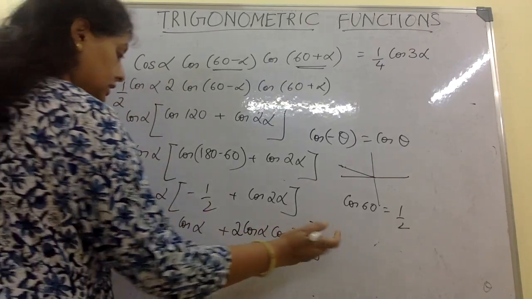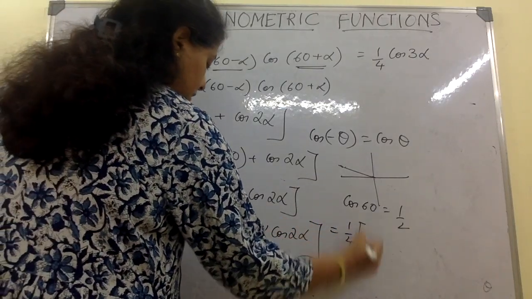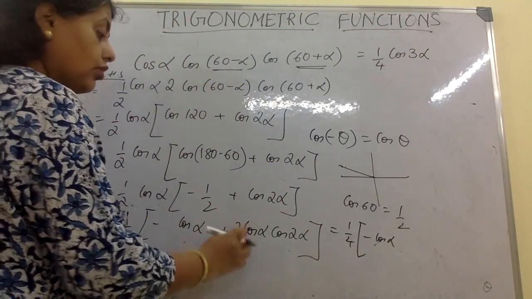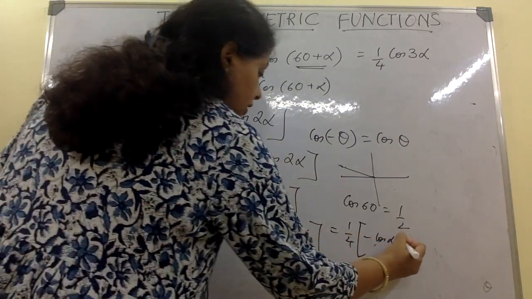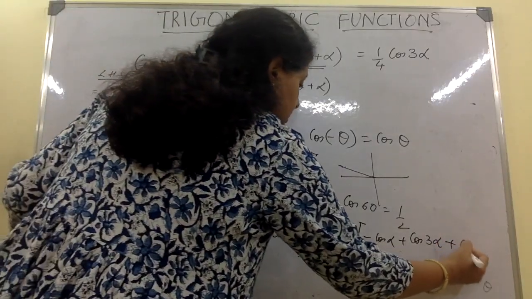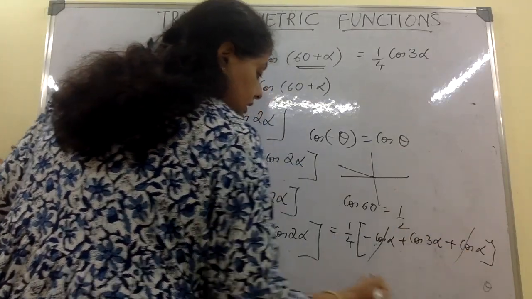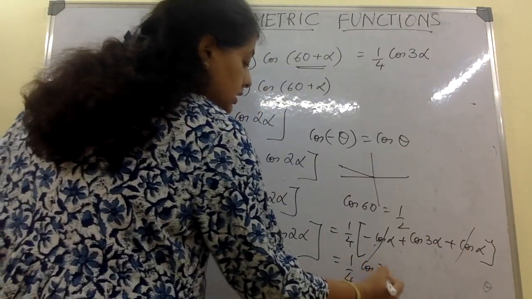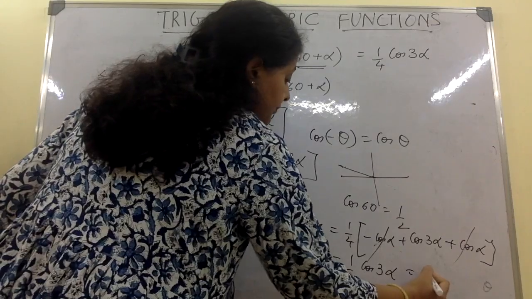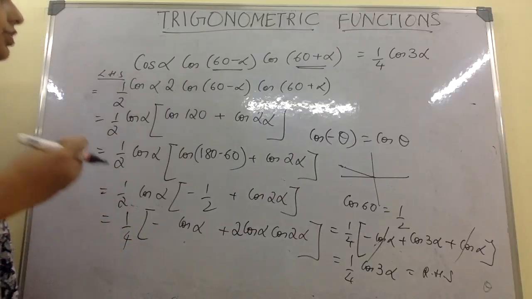Now I'll work on this. So this is 1/4 and then minus cos alpha, and only this part is cos(c plus d), which is plus cos 3 alpha, cos(c minus d), which is plus cos alpha. Okay, so here this cancels, 1/4 cos 3 alpha. Okay, so this is our RHS. So we used the formula twice, 2 cos c cos d we have used twice.